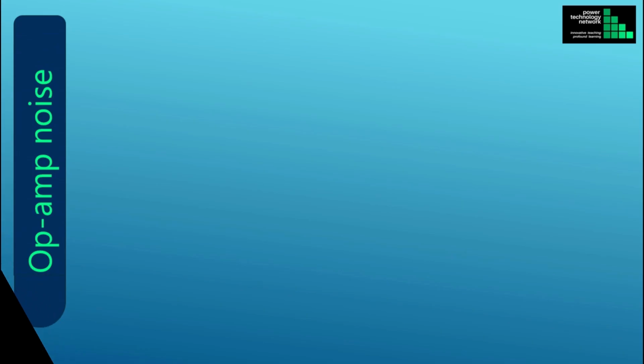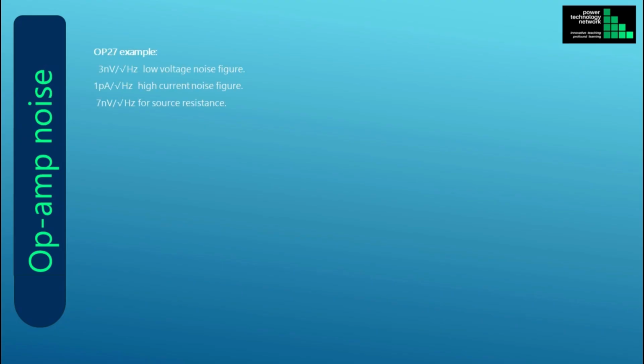In this slide, we introduce the op-amp noise specifications and we use a specific op-amp example. Let's use the OP27 as an example. This is an Analog Devices op-amp. The voltage noise is 3 nanovolt per square root hertz. This is a low voltage noise figure. The current noise is 1 picoamp per root hertz. This is a high noise figure. Let's assume that the op-amp is used in a non-inverting amplifier configuration. The voltage noise generated by the output resistance of the source is shown here as 7 nanovolt per square root hertz.